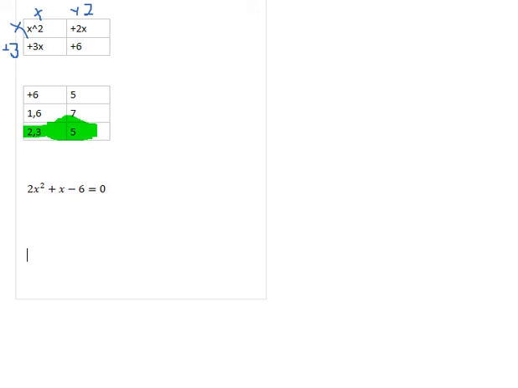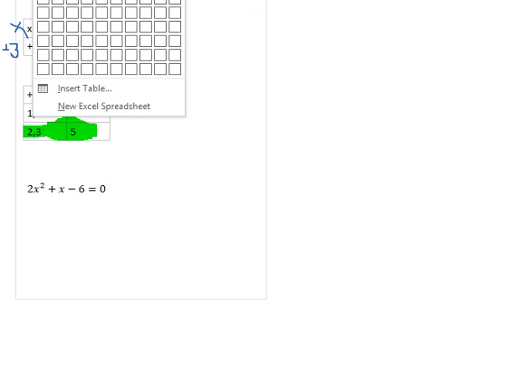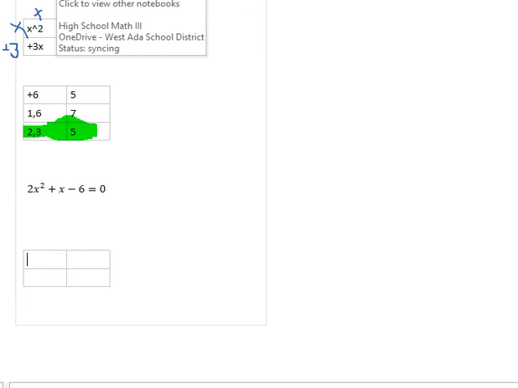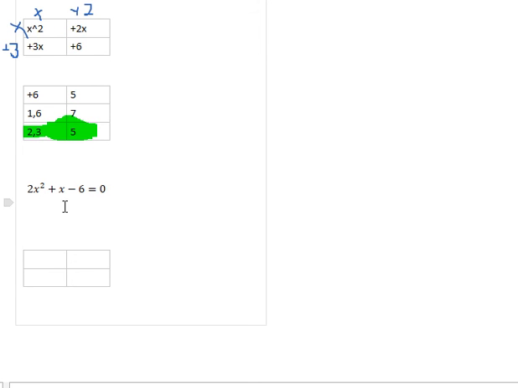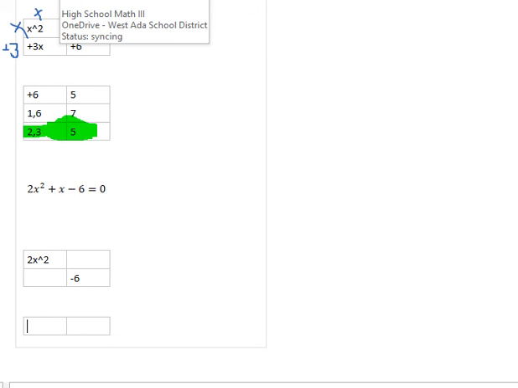Here we've got our Punnett square. And we've got now 2x squared. Got minus 6 down in the corner. Okay, and now we have our table. We have a times c, which is 2 times negative 6, gives us negative 12. Our b term is 1.